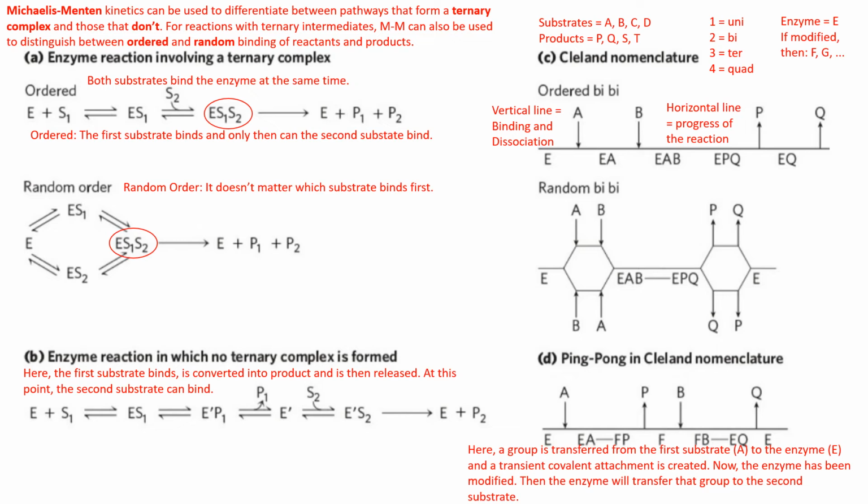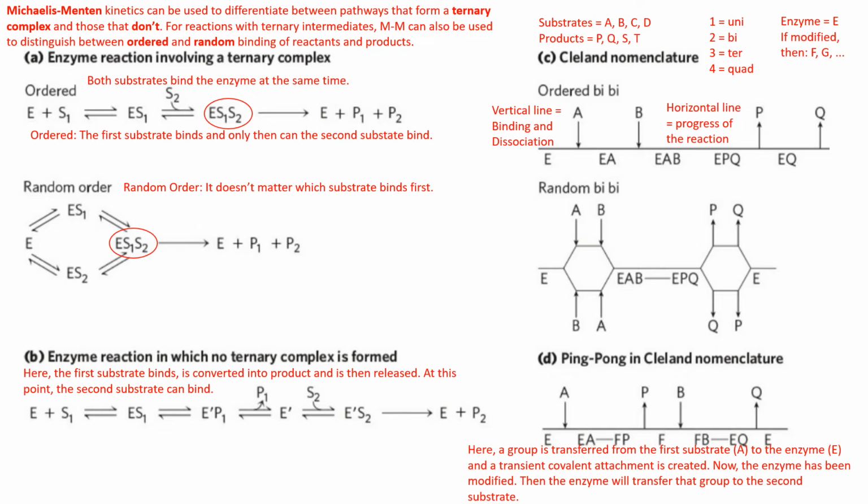So then there's also something called a ping-pong and Cleland nomenclature. So here, a group is transferred from the first substrate A, right here, to the enzyme, and a transient covalent attachment is created. Now, the enzyme has been modified. Then the enzyme will transfer that group to the second substrate. So you start off with your free enzyme, and substrate A comes in, the first substrate, so you have your enzyme substrate complex. But here the enzyme was modified.